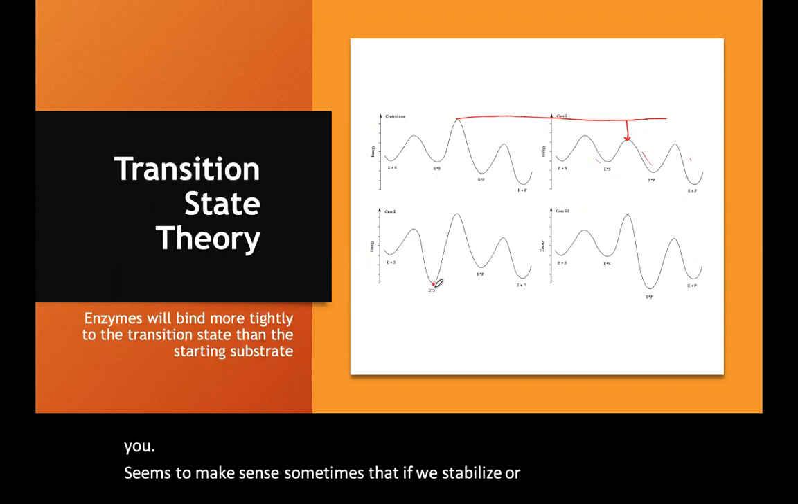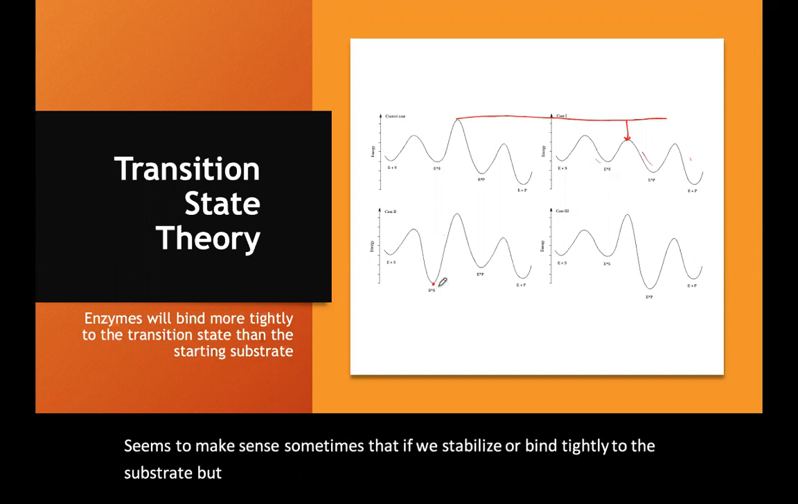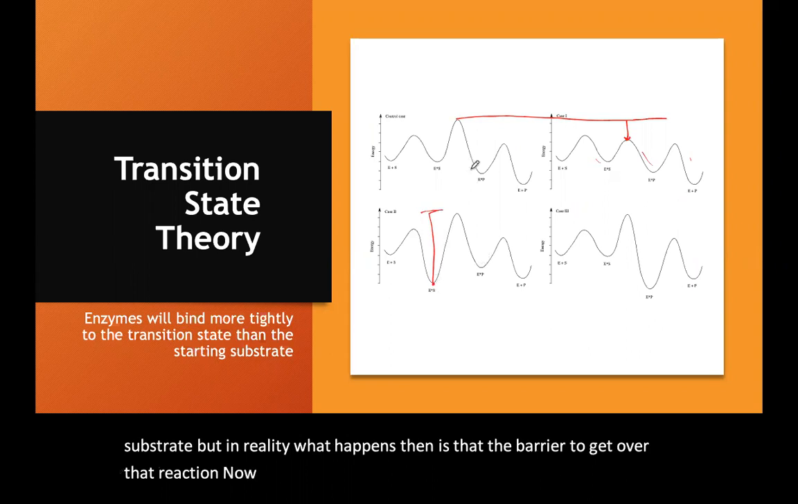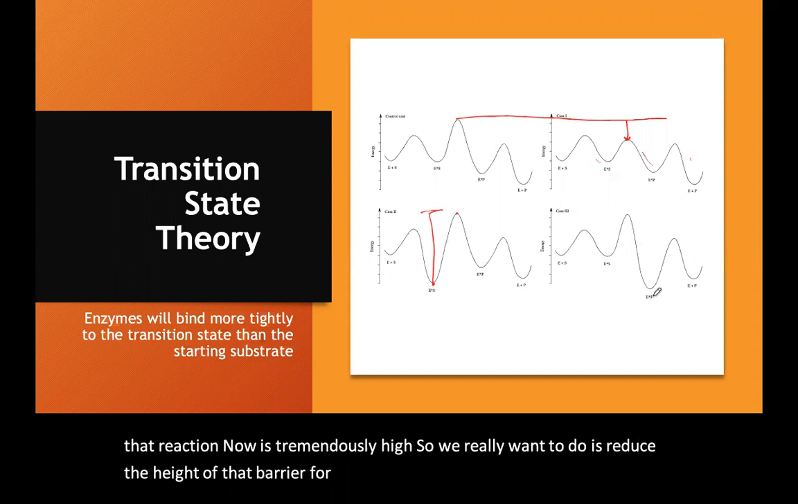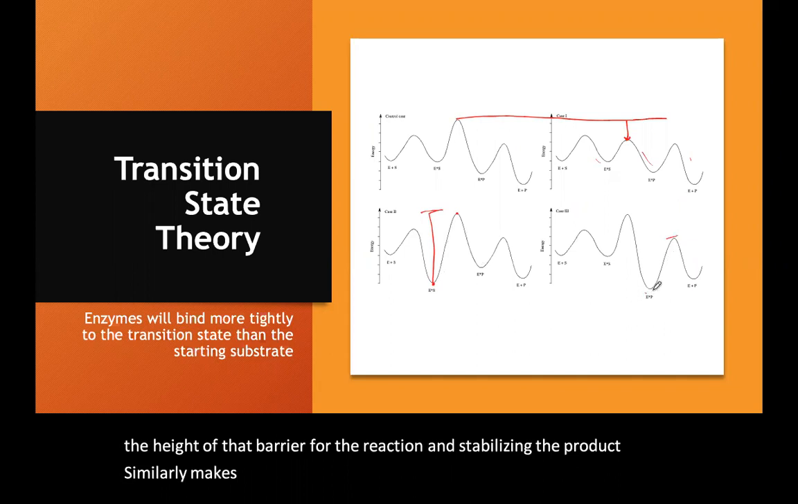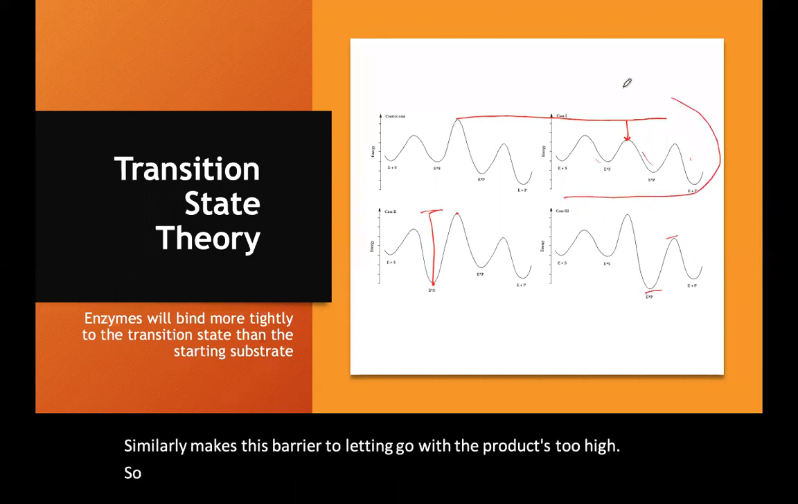but in reality what happens then is that the barrier to get over that reaction is now tremendously high. So what we really want to do is reduce the height of that barrier for the reaction. And stabilizing the product similarly makes the barrier to letting go of the products too high. So we really want to stabilize that transition state.